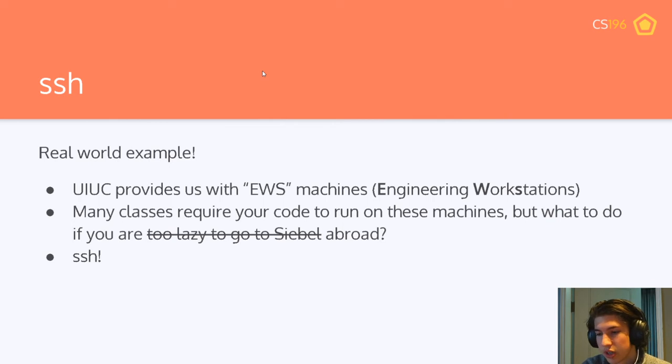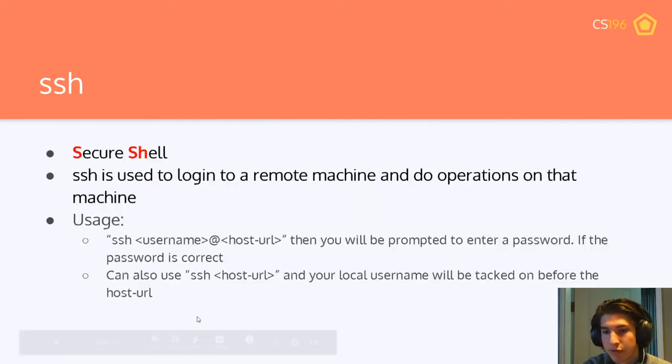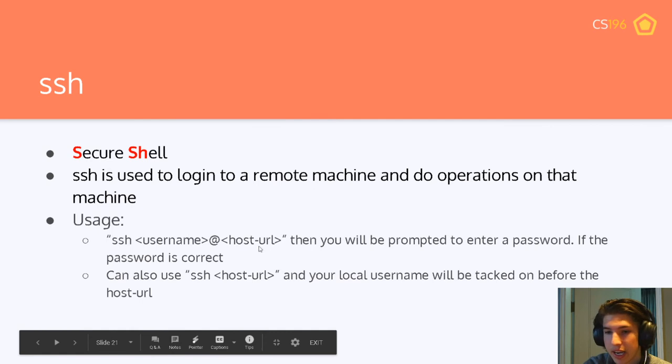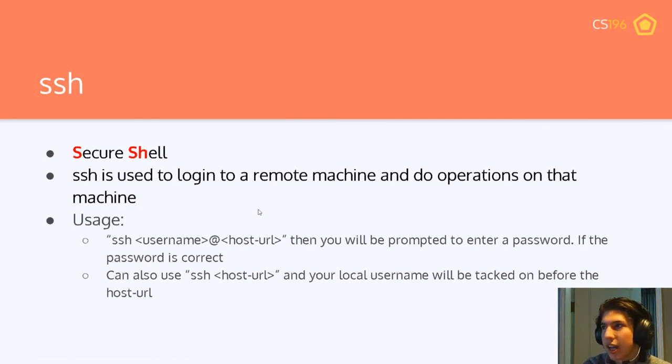EWS stands for Engineering Workstations. You guys are going to be using this probably for the rest of your entire life at UIUC. They're super useful. A lot of classes require your code to run on the machines. And so what do you do if you're too lazy to go to Siebel, or in my case, abroad? You use SSH. The university has this entire system online where you can SSH into your machine. I believe for me, the username is my net ID, and then the host URL would be EWS dot. Oh man, I can't remember it off the top of my head. I always just copy paste it.